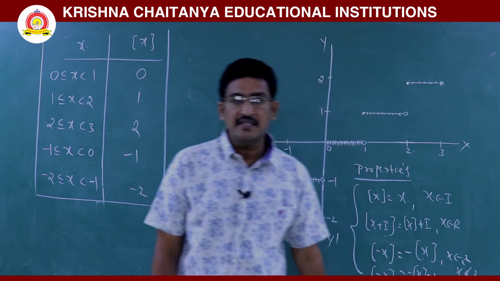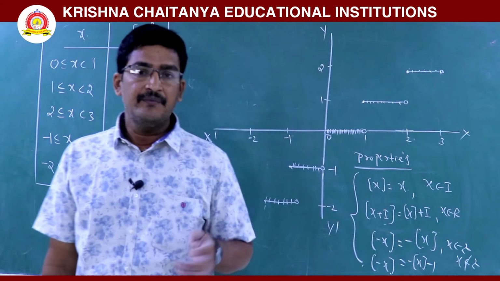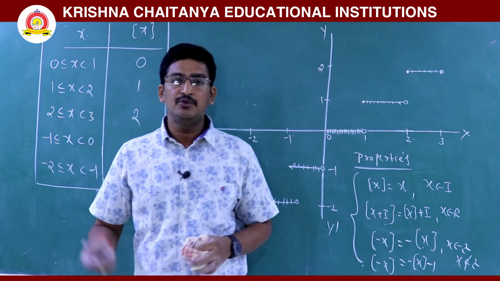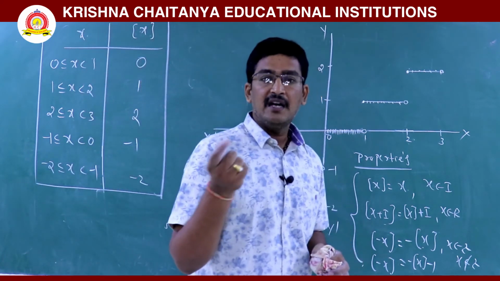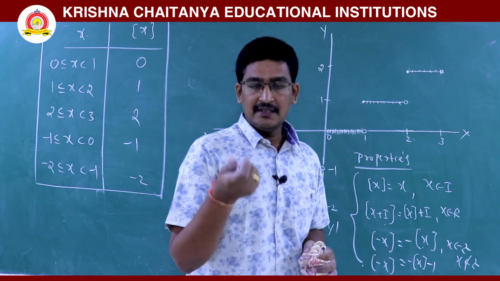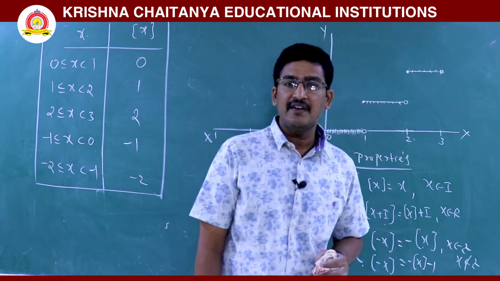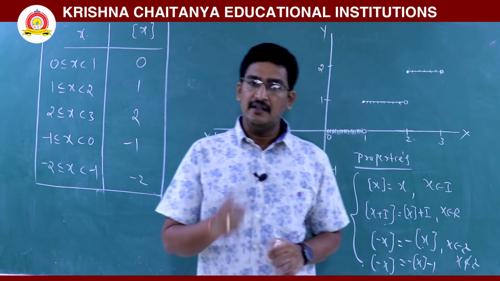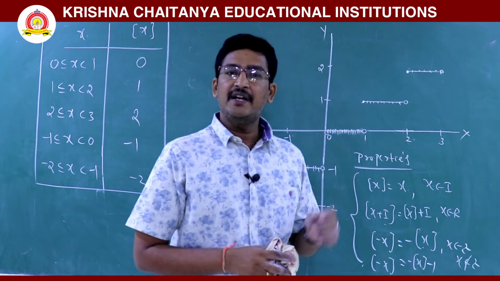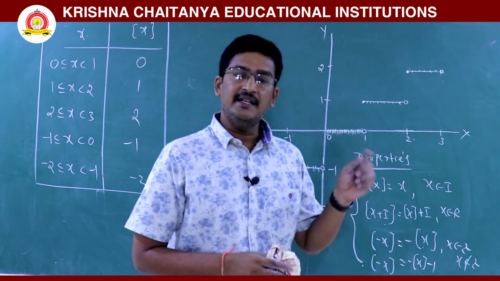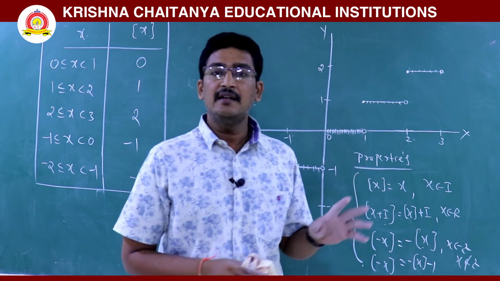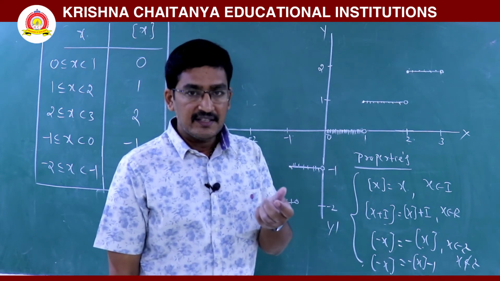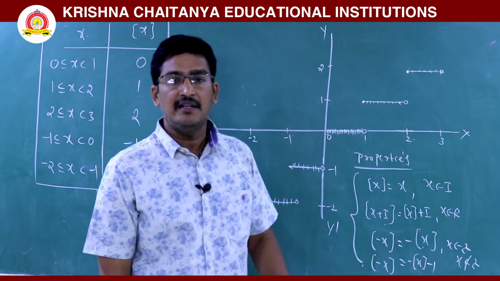So what is the definition of floor x? If x is a real value and n is an integer, if that x lies between the consecutive integers n and n plus 1, then the greatest integer function value of x is n. In this way, floor of 1.3 is 1, floor of 0.5 is 0, floor of minus 1.3 is minus 2. We have to calculate the greatest integer function value for every real value.